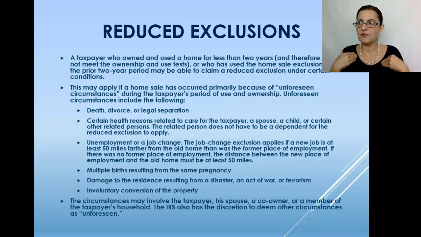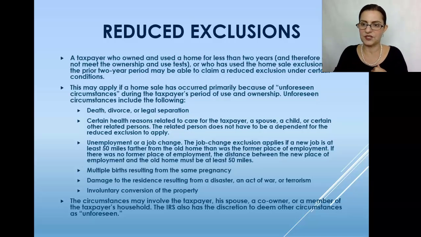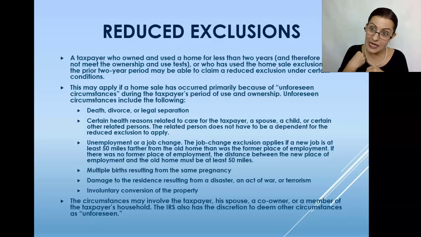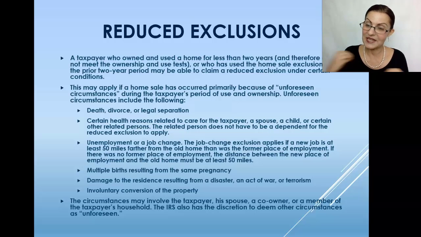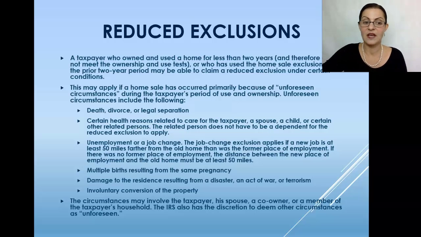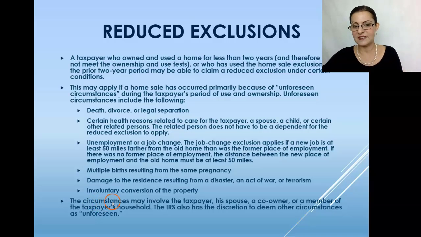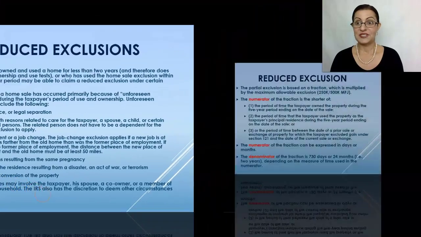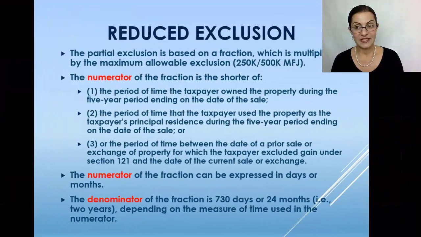And now I'm the sole owner of the house and I can't afford the mortgage anymore, so I have to sell it. In that case, that would still qualify for reduced exclusion, even though the unforeseen circumstance didn't particularly happen to me. It still affects me, because I'm the co-owner of the property. So the unforeseen circumstance can involve the taxpayer, so you, your spouse, or a co-owner or a member of the taxpayer's household.